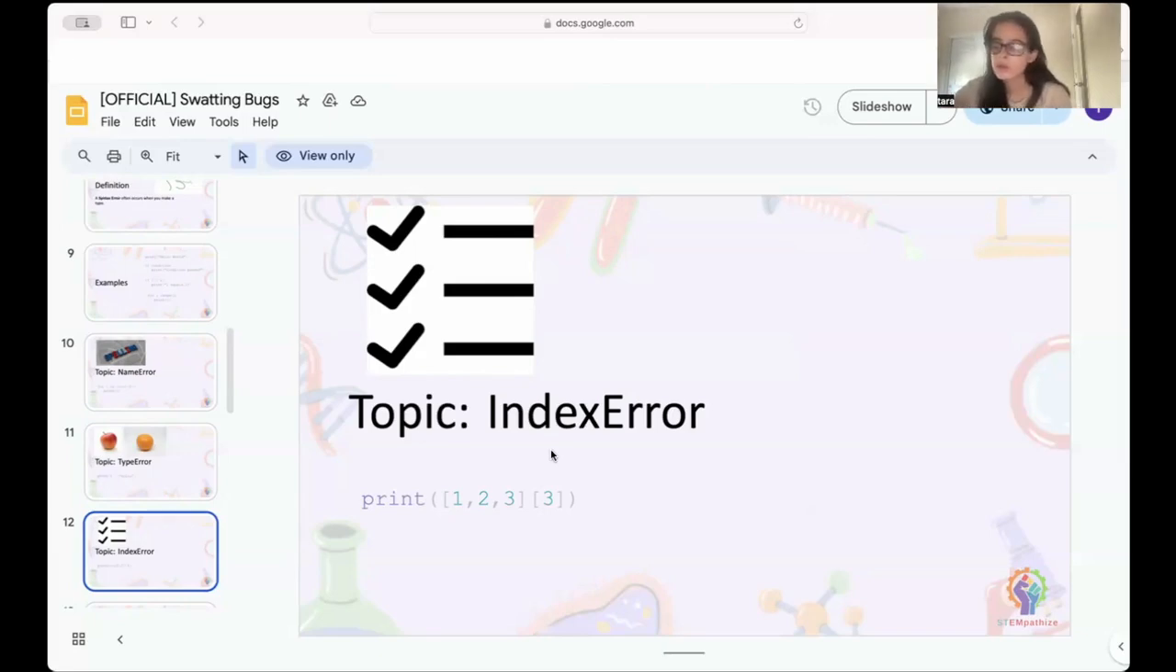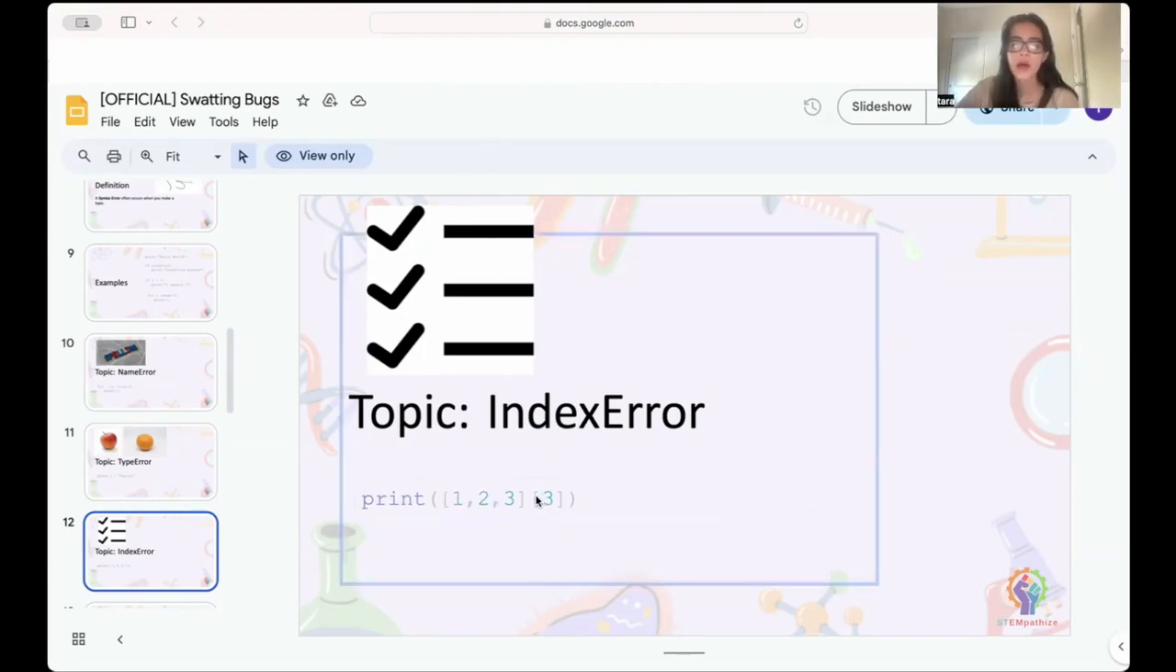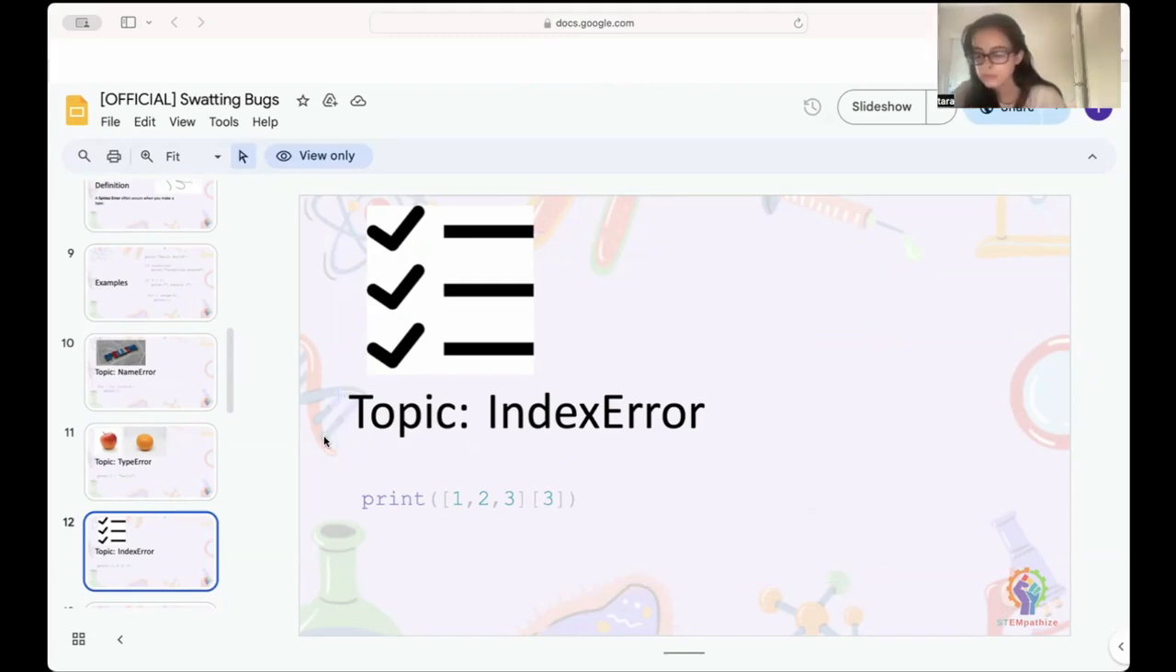So I just want you to look at this code and observe what it's asking for and what we are doing. So topic index error. Keep in mind, this is not the index places. This is what's in our list. This is the list. So you could write 1, 2, 3. We're trying to find 3rd place. That's what we're looking for. And we're trying to reference the place where this number would be, and we're referencing 3rd place.